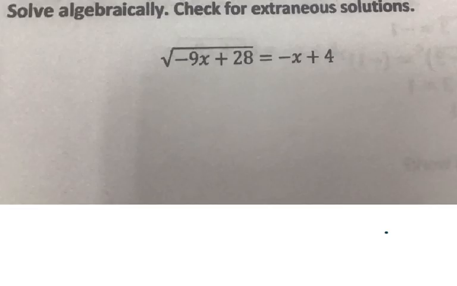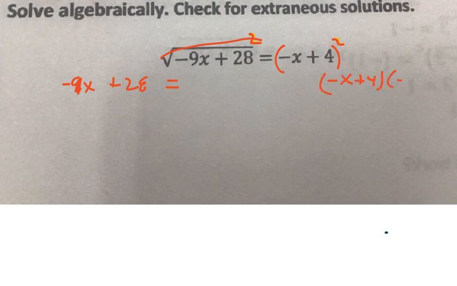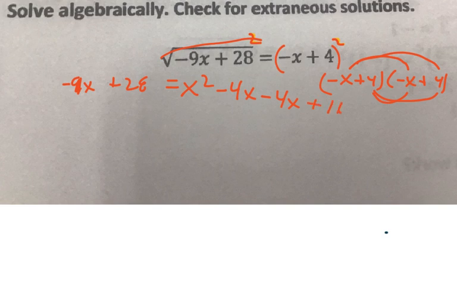One more, guys. So again, we're going to square both sides here. This side we have negative 9x plus 28 equal to, and when I square, this negative x and 4 are together, guys. So I actually have to do negative x plus 4 times negative x plus 4. I literally have to square that binomial, as we say. Well, what's negative x times negative x? That's positive x squared. Negative x times 4 is negative 4x. 4 times negative x, negative 4x. 4 times 4 is 16.